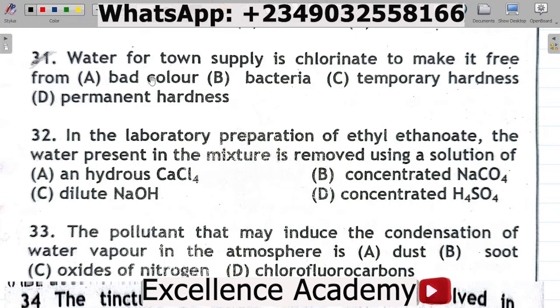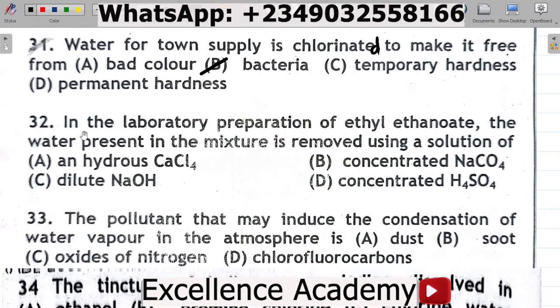Question 31 says, water for town supply is chlorinated to make it free from A, bad color, B, bacteria, C, temporary hardness, D, permanent hardness. Now for this question, you want to note that chlorine helps to keep water free from germs and bacteria. The correct option here is B, free from bacteria.